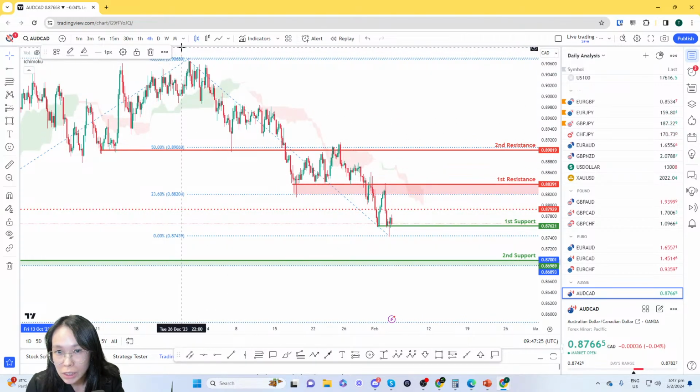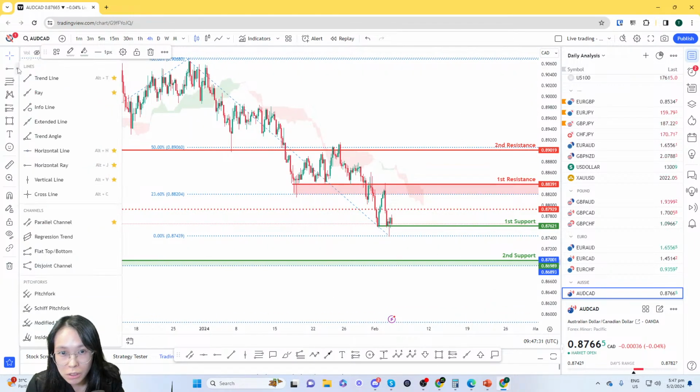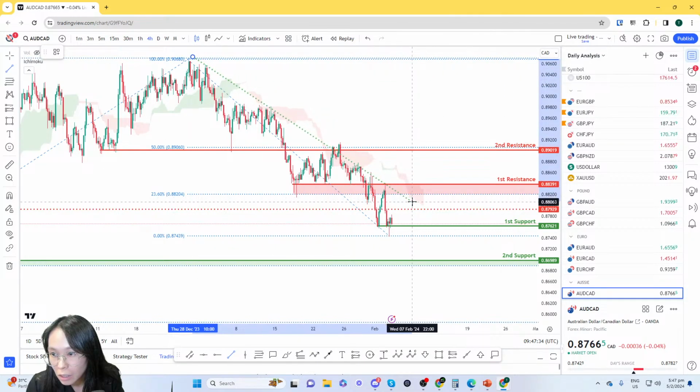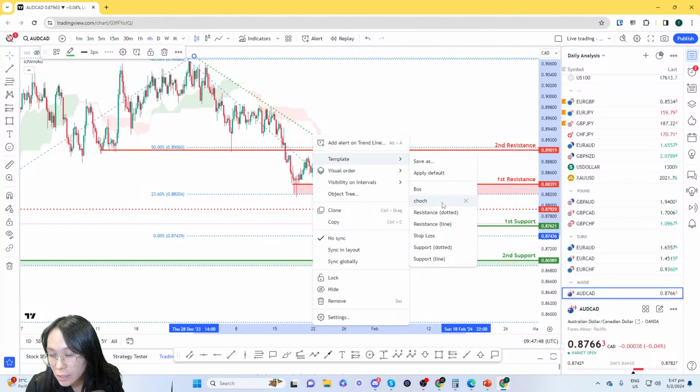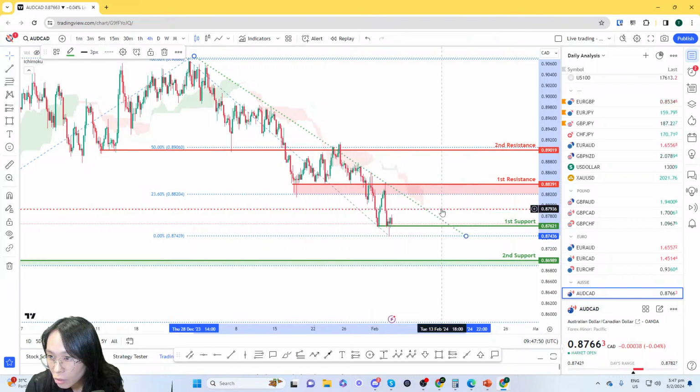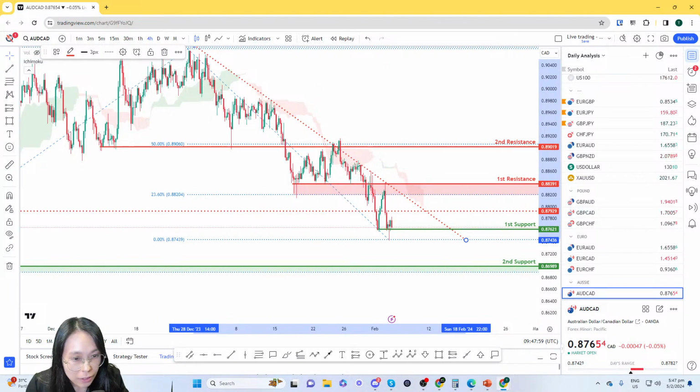And on the Ichimoku cloud, you can see that the pair is on a downtrend. I'm going to see if there is a trend line. You can see that the price is trending downwards on a descending trend line, so it's still very bearish. Next up, we have a request for the Euro dollar and Canadian dollar pair.